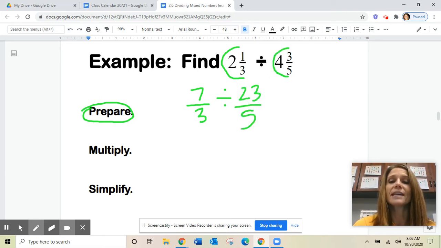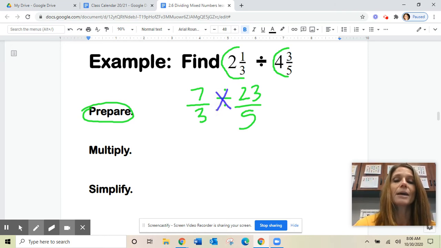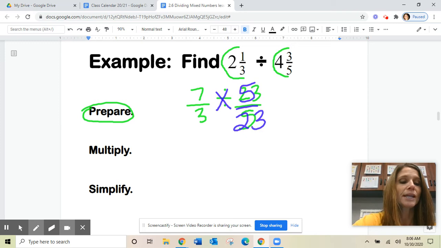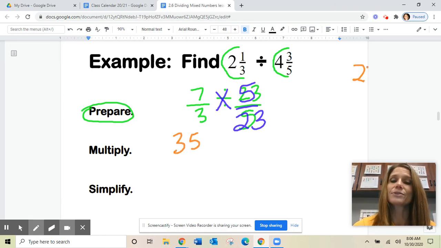fifths. Now I'm going to keep the 7/3, I'm going to change the divide to a multiply, and I'm going to flip over the second fraction, making it a 5 on top and a 23 on the bottom instead. Now I'm ready to multiply. Multiply my numerators. 7 times 5 is 35. Multiply my denominators. 23 times 3 ends up being 69.